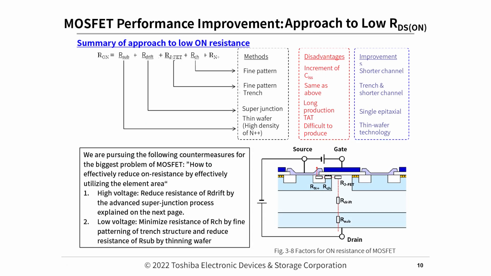MOSFET performance improvement, approach to low RDS(on). We are pursuing the following countermeasures for the biggest problem of MOSFET: how to effectively reduce on resistance by effectively utilizing the element area. 1. High voltage: reduce resistance of drift by the advanced superjunction process explained on the next page. 2. Low voltage: minimize resistance of RCH by fine patterning of trench structure and reduce resistance of RSUB by thinning the wafer.